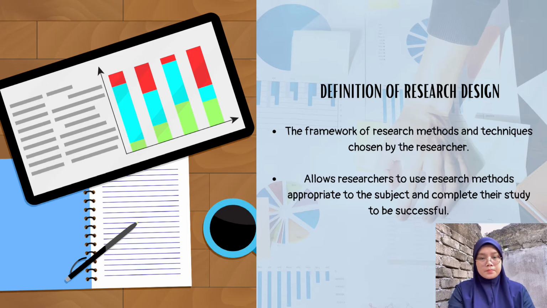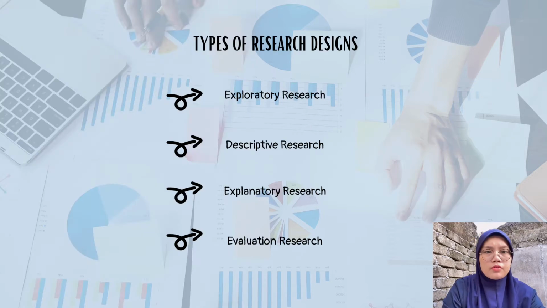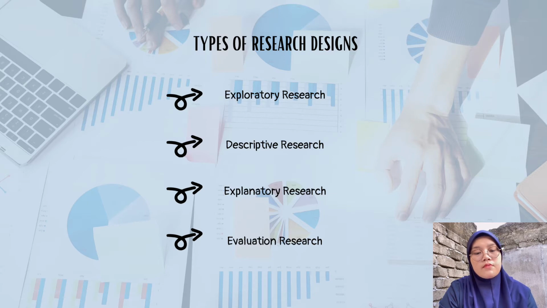Okay, we move to the next slide, which is about types of research design. There are 4 types of research design. The first one is exploratory research. This type is defined as research used by investigators to investigate problems that are not clearly defined. It is done to understand the problem more truthfully but will not give a definite result.